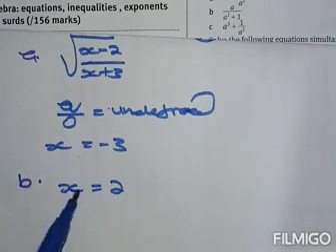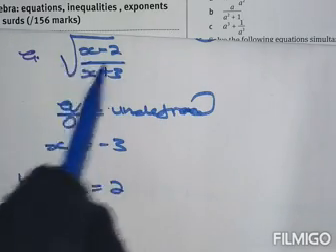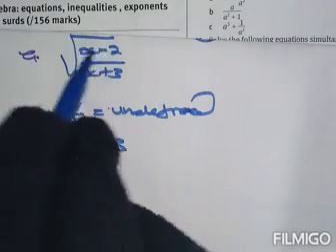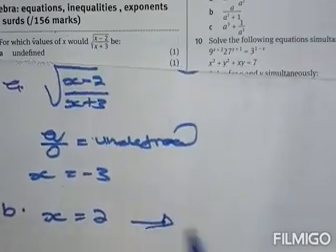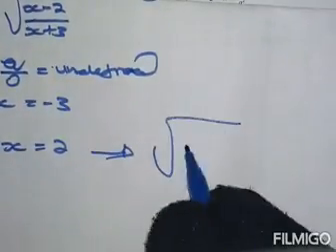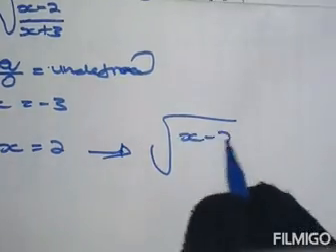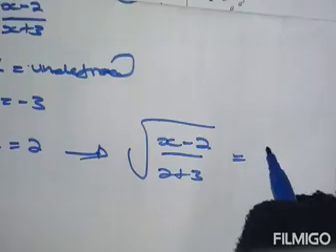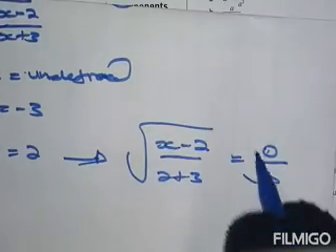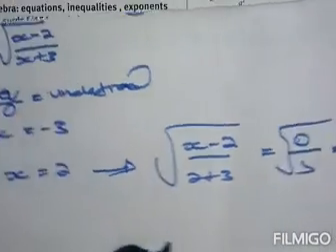For we know that if x equals 2, we'll have 0 divided by 2. How can we show that? By saying that if x equals 2, then 2 minus 2 divided by 2 plus 3 will give us 0 divided by 5, which is 0.